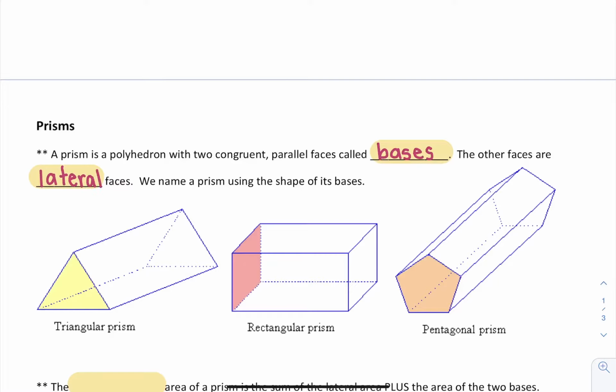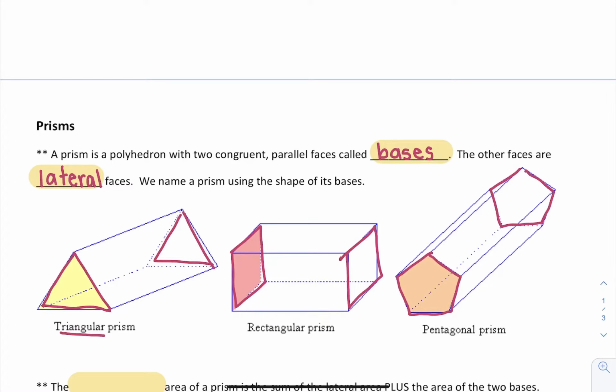We name a prism using the shape of its bases. Here are three examples. We have a triangular prism because we have two triangle bases that are parallel to one another. Then we have a rectangular prism because we have two rectangular bases that are parallel. It just so happens that the lateral faces are also rectangles in this case. And last up, we have a pentagonal prism. We have two pentagons as our bases, and they're parallel to one another.